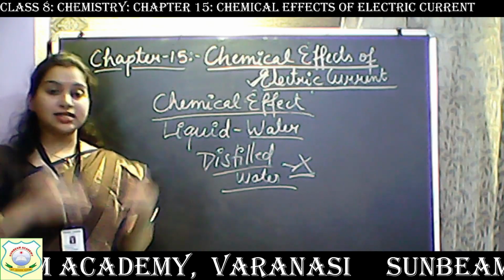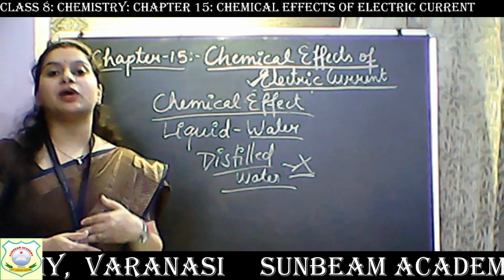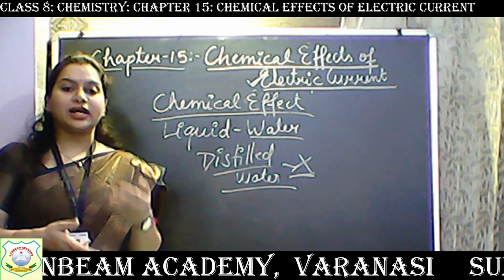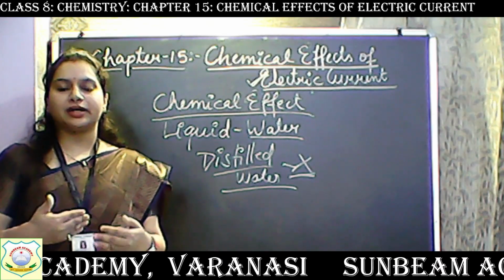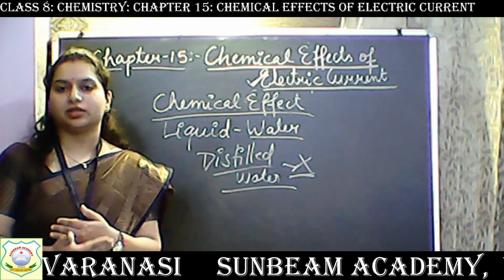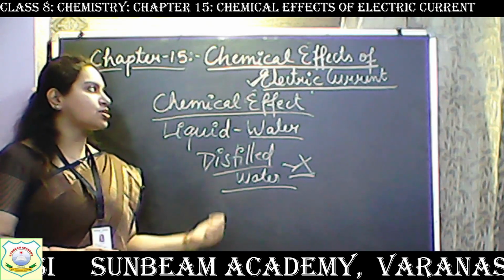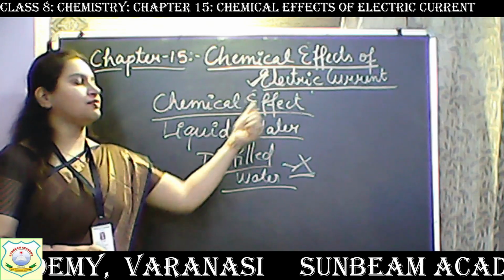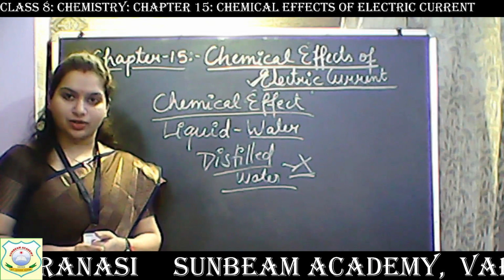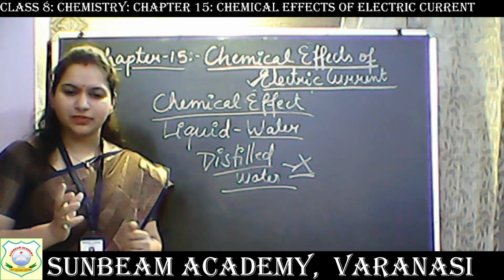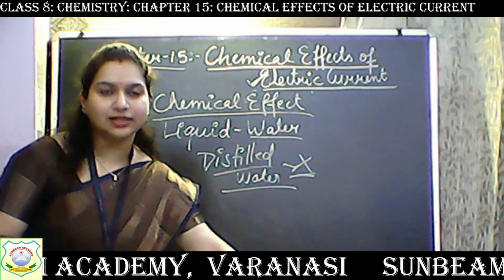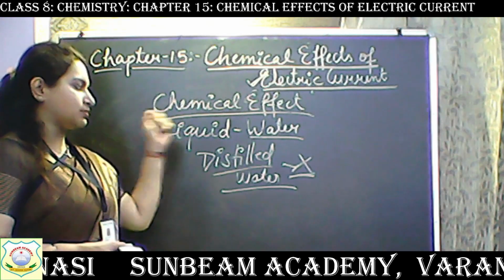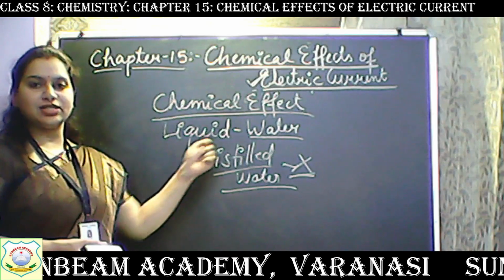So in this chapter we are going to study that also: how that polish is done over another metal, how one metal can be polished over another metal. Okay, so this we are going to study in this chapter, that is chemical effects of electric current. I hope something is getting clear to you.